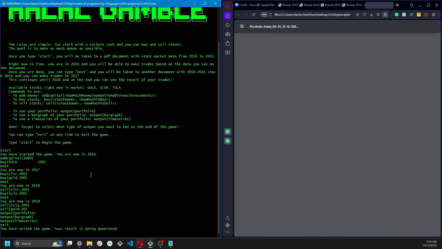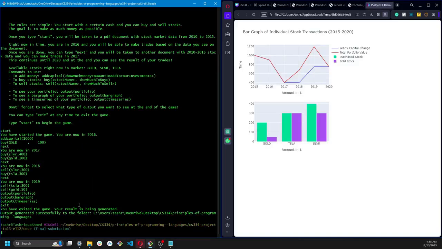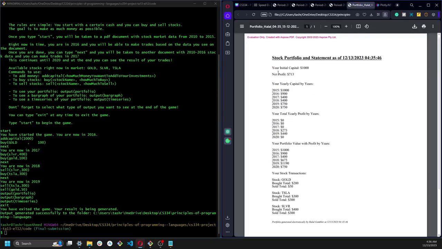What's going to happen here is the math is being done in the background, and there's an output generated, and it's being saved in this folder, two folders up. The code is running, and the output is opened in the default PDF viewer you have. So this is the stock portfolio statement that's being generated.